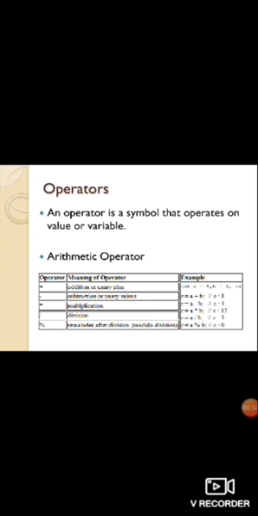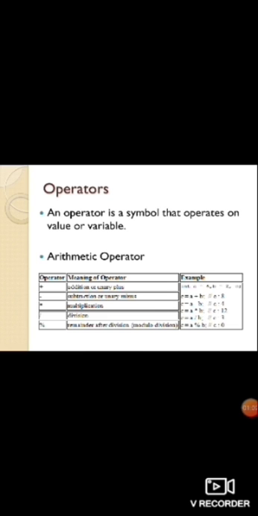Operators. An operator is a symbol that operates on a value or variable. An operator is a symbol that tells the compiler to perform a specific mathematical or logical function. C language is rich in built-in operators and provides the following types of operators. Arithmetic operators.